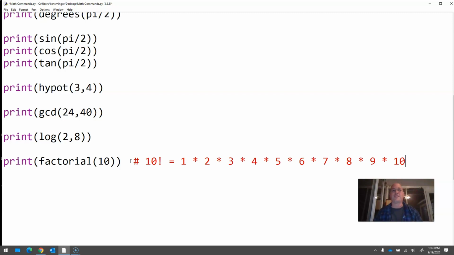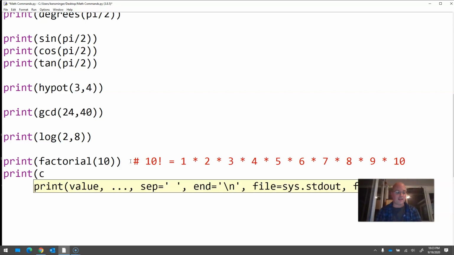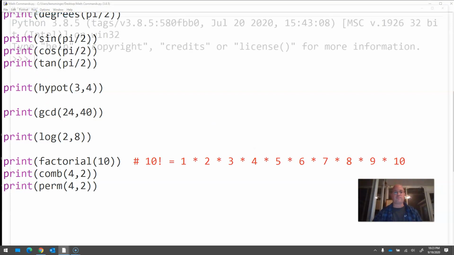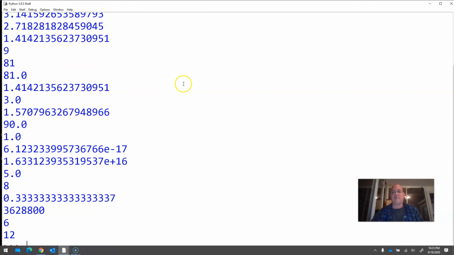Factorial is used for things like your probability problems. If you have 4 people that run a race, how many different ways can they finish? Things that are associated with that are combination and permutation. If I say print comb, it looks like com, but it's combination, 4, 2, and then I did print perm 4, 2, you get 6 and 12.